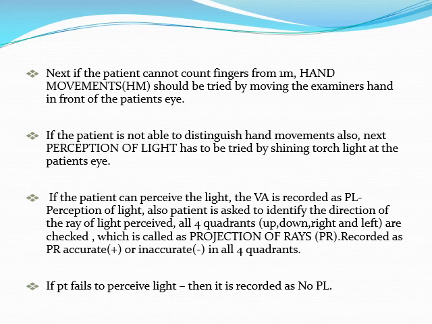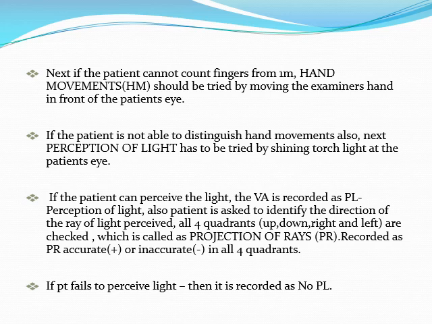If even hand movement perception is not possible, then we test for perception of light. This is done by shining a torchlight at the patient's eye while closing the other eye. If the patient can perceive the light, then the visual acuity is recorded as PL, that is perception of light plus. Sometimes, after perception of light, it is required to check whether the patient can perceive light in all the quadrants of the retina and of the fields of vision.